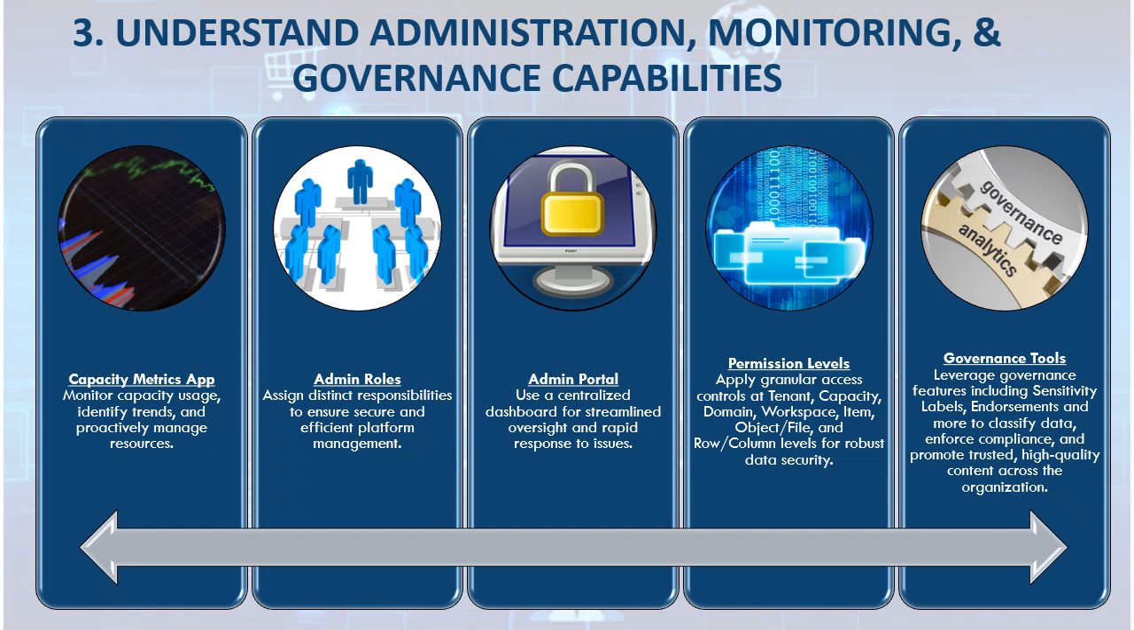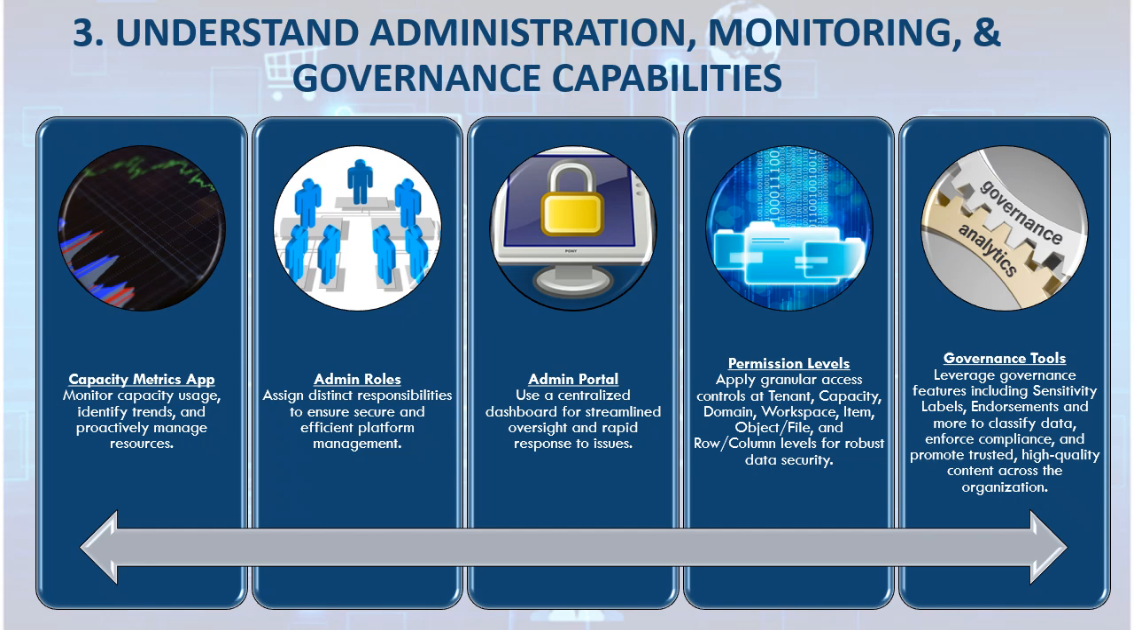In Microsoft Fabric, successful platform management relies on a suite of powerful tools and clear governance to ensure security, efficiency, and scalability. The Capacity Metrics app helps monitor resource usage, spot trends, and proactively manage capacity. Clear admin roles assign responsibilities to maintain secure and organized administration, while the admin portal provides a centralized dashboard for seamless oversight and quick issue resolution.